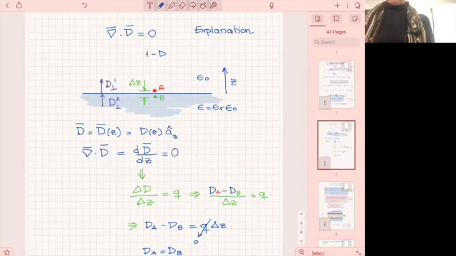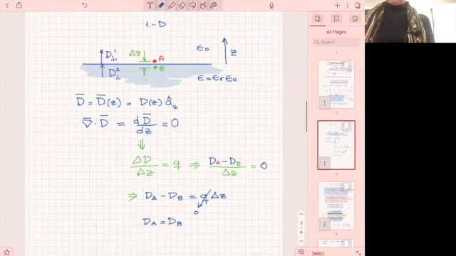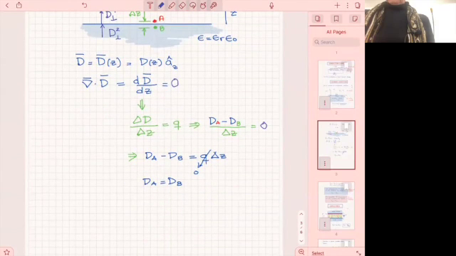If instead of derivatives I go to differentials, that means I take a point just above the interface and a point just below it. Then the difference in the values of D at A and B, divided by the tiny distance that separates them, should be either Q if there were a Q there, or 0. In our case there is no Q, therefore it's 0. Because it's 0, these two vertical components are equal. Because they're equal through the interface, the electric fields are different.